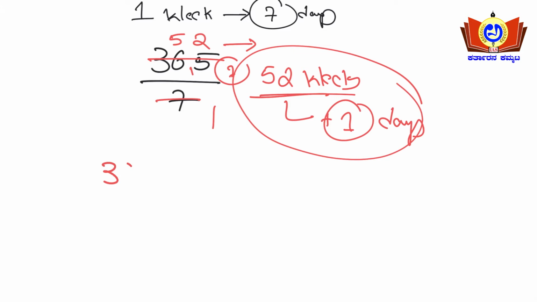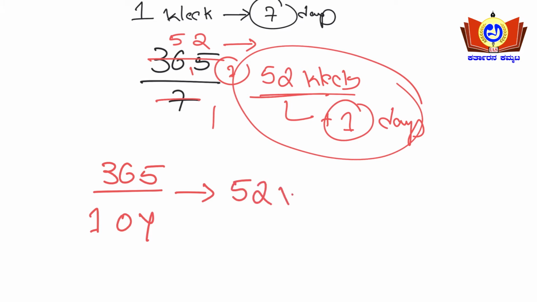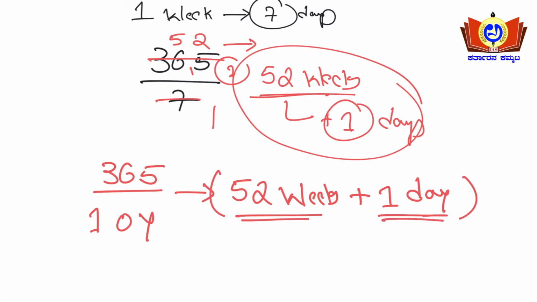So 365 days means one ordinary year. In that one ordinary year, how many weeks will be there? 52 weeks, and plus 1 extra day makes 365 days. Yes or no? Till here you understood, I guess. So this one extra day you need to take care of here.